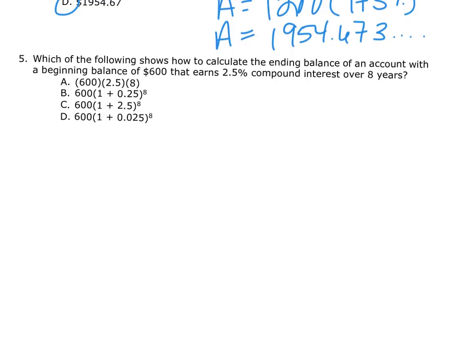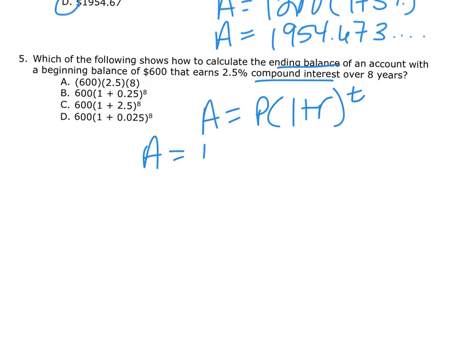Okay. Which of the following shows how to calculate the ending balance of an account with a beginning balance of $600 that earns 2.5% compound interest over 8 years? Again, compound interest, and they want ending balance, which means we just need to use the formula. So P is 600, R is 2.5%, and T is 8. So I definitely know it's not A. And so now I have these choices.